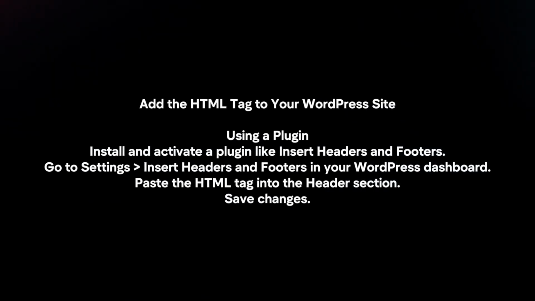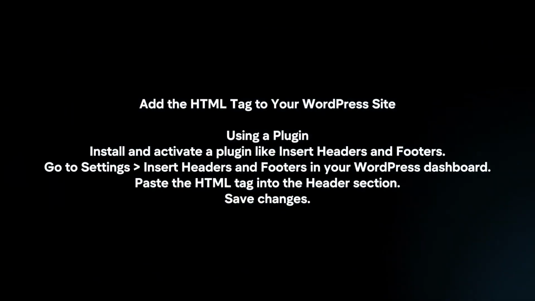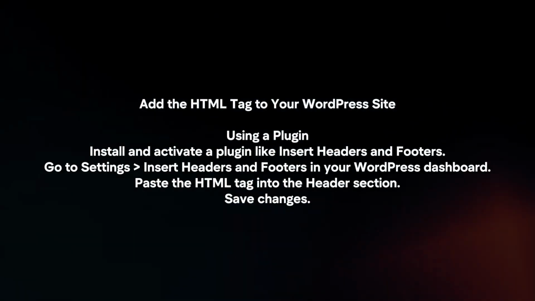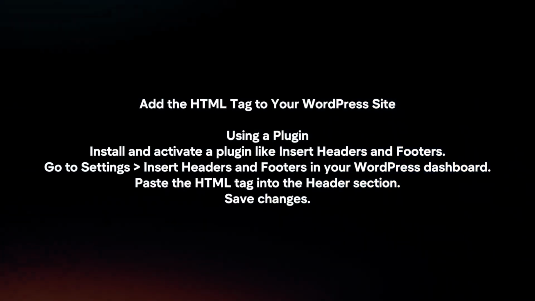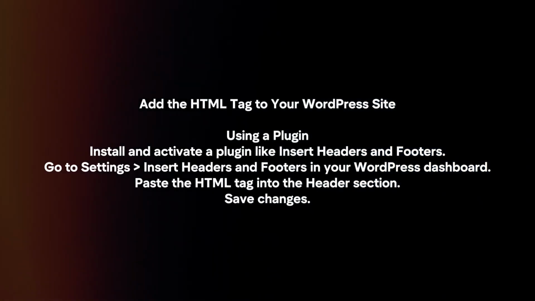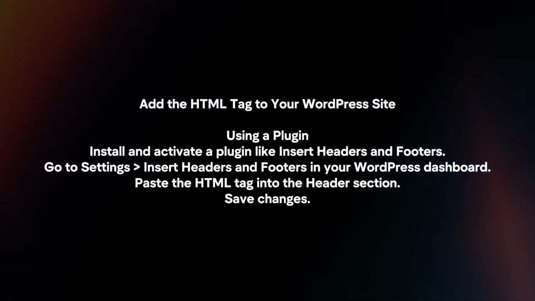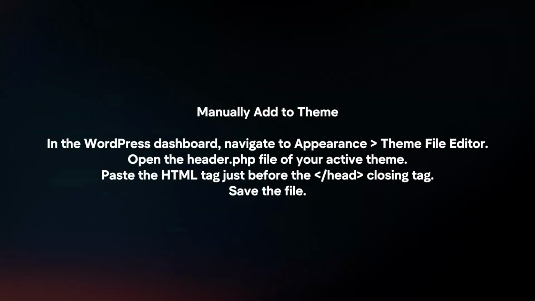Add the HTML tag to your WordPress site using a plugin. Install and activate a plugin like Insert Headers and Footers. Go to Settings, Insert Headers and Footers in your WordPress dashboard. Paste the HTML tag into the header section. Save changes.